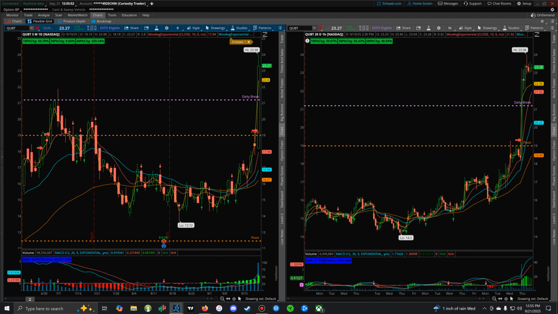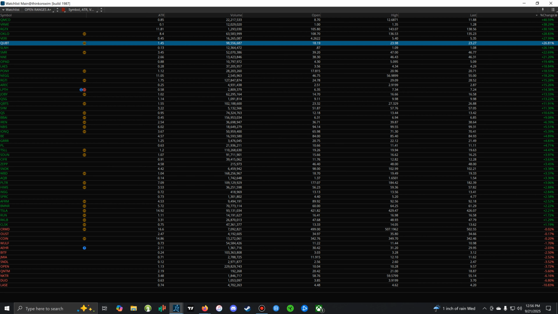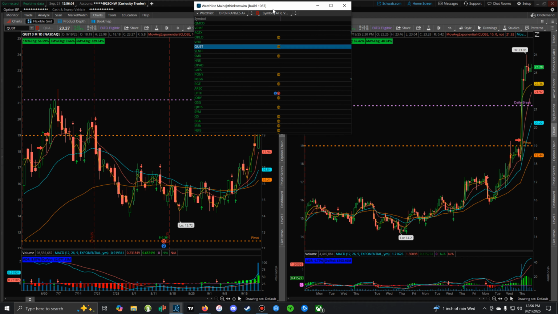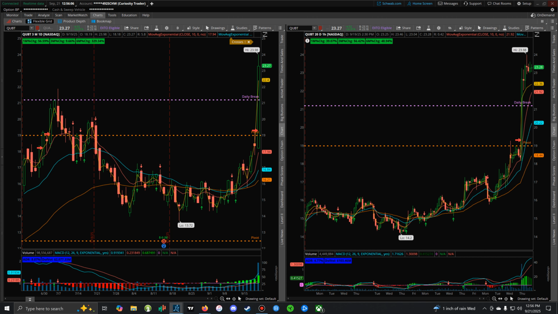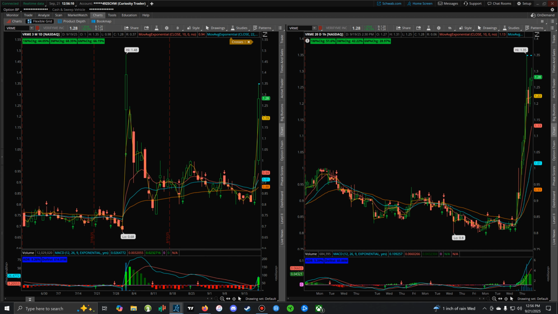But let's just go over some other ones. Again, this is really my list right here of stocks. All these are just on my radar. It doesn't mean I'm trading them. It does not mean that I have positions in them. It's just stocks that have setups already in development. Quantum play, VRME. We'll just go over some.